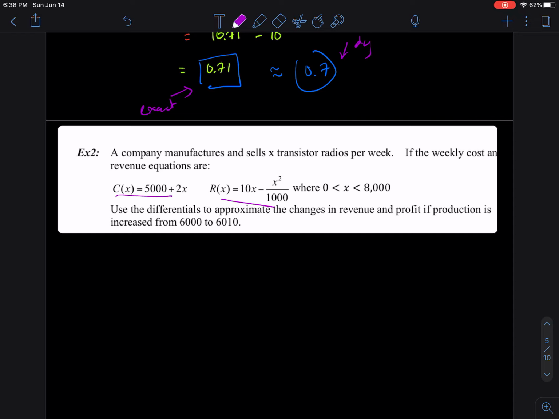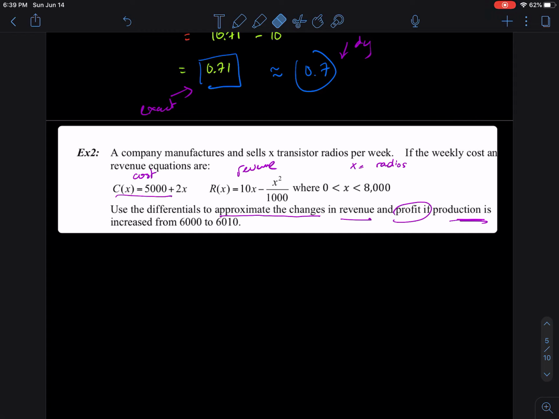So this is the cost. This is the revenue. So this is the cost function, and this is revenue. And x is the number of transistor radios manufactured and sold, where x goes from 0 to 8,000. It says here, use the differentials formula to approximate the change in revenue and profit if production is increased from 6,000 to 6,010.